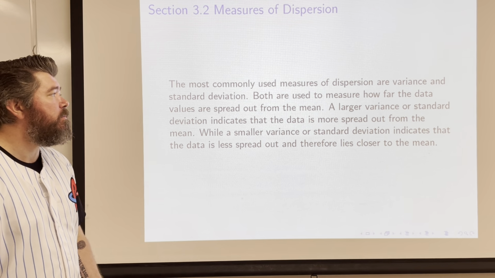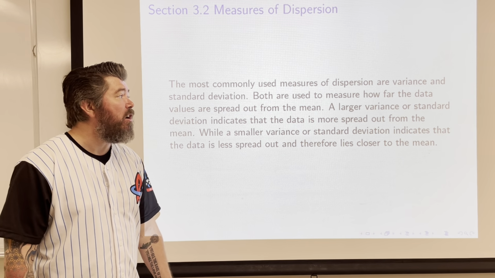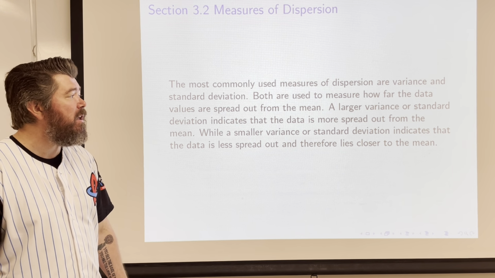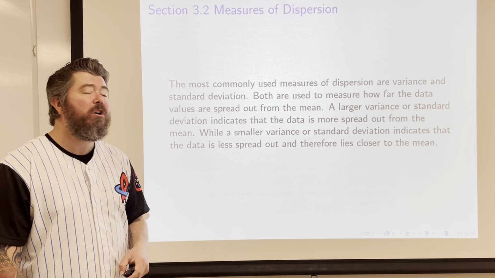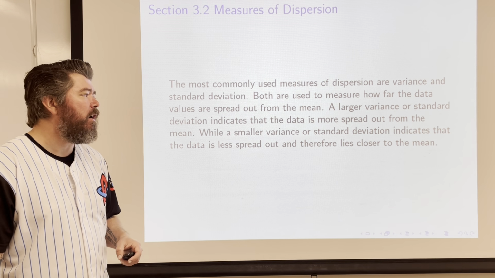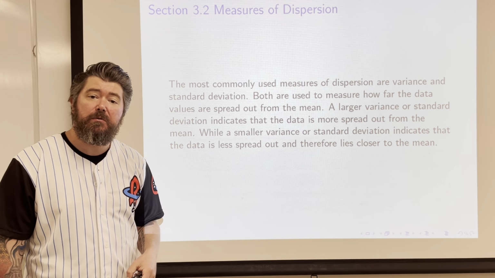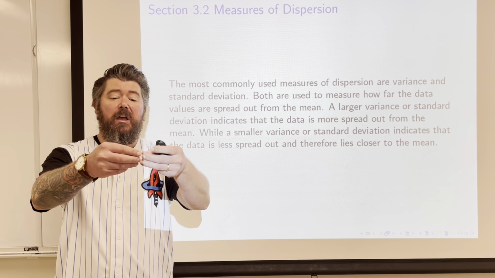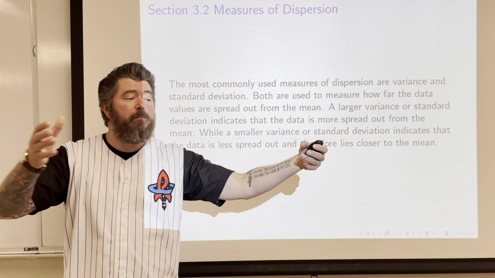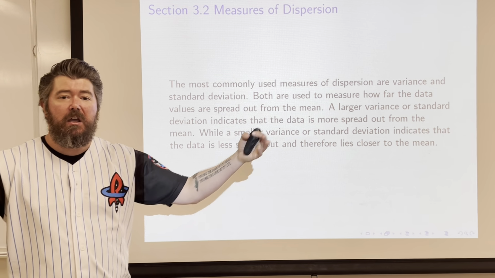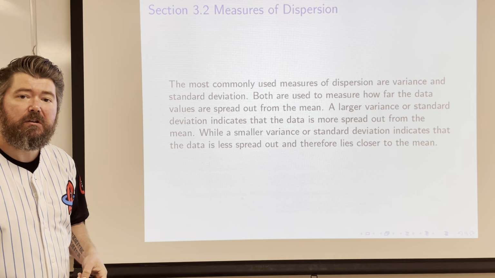The most commonly used measures of dispersion are variance and standard deviation. Both are used to measure how far the data values are spread out from the mean. A larger variance or standard deviation indicates that the data is more spread out from the mean, while a smaller variance or standard deviation indicates the data is less spread out and therefore lies closer to the mean. So a larger standard deviation means the data is going to be more distributed away from the middle. Remember, the mean is the middle. Whereas with a smaller standard deviation, the data is going to be distributed closer to the middle of the distribution of the data set.